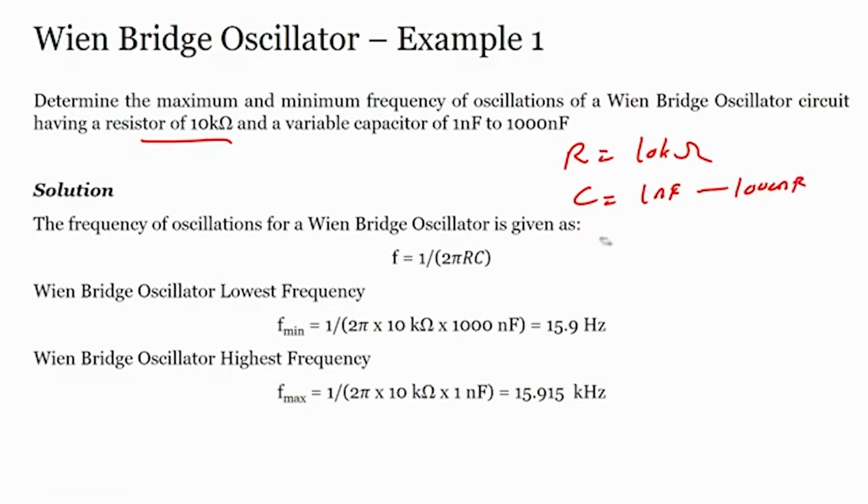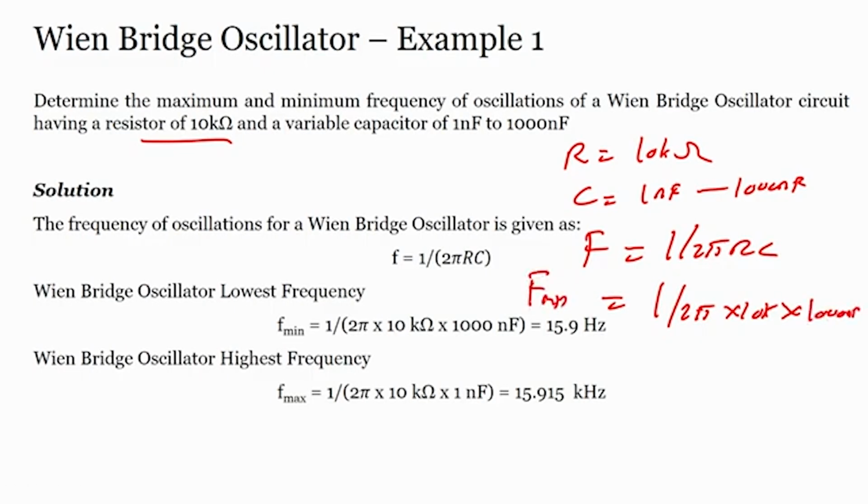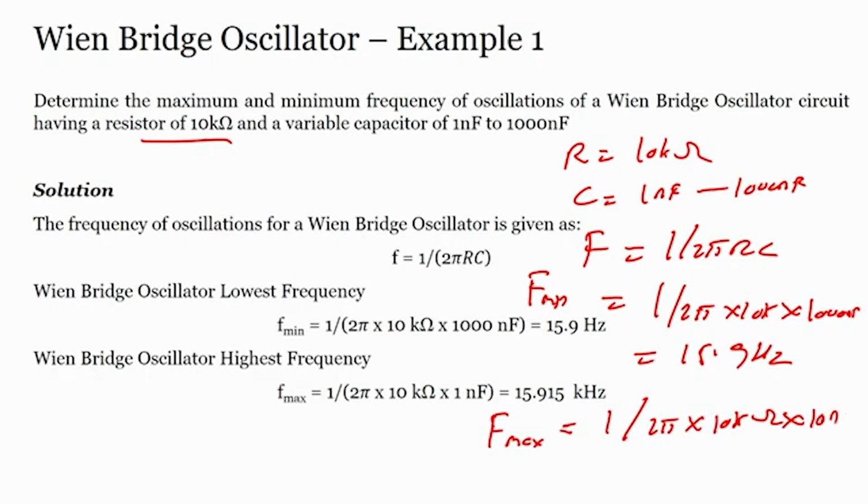My formula for frequency is nothing but f equals 1 by 2 pi R C. So, 1 upon 2 pi into 10 kilo ohm into C, which is 1000 nanofarad, this will be my f minimum. When I calculate by calculator, I will have the value 15.9 hertz, right. Same way for f maximum, I will say f maximum equals 1 by 2 pi into 10 kilo ohm into 1 nanofarad, which is the minimum capacitance. If I use this formula, my f maximum would be 15.915 kilohertz, done, right.